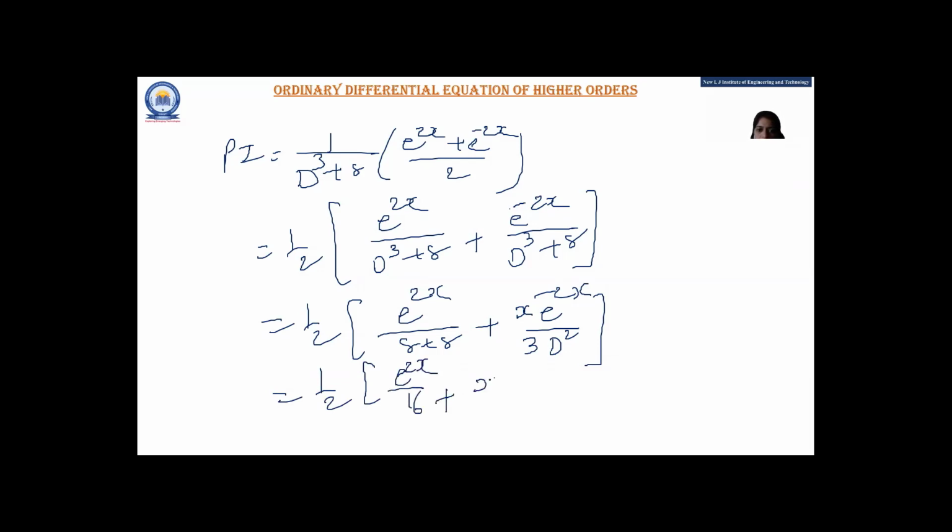Here x e raised to minus 2x. If I replace here minus 2, then minus 2 square, 4 threes are 12, right? So this is my PI. I think now you got the concept of the non-homogeneous differential equation if your right hand side is an exponential term. If you have any query, please ask me in the chat box.